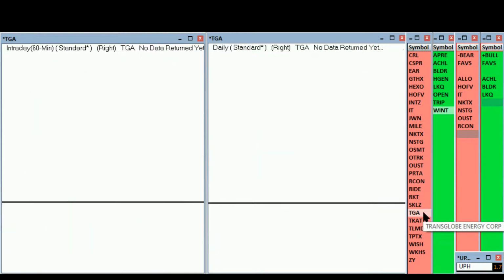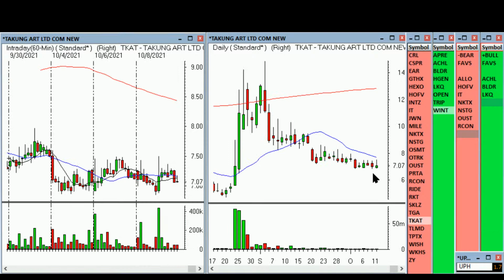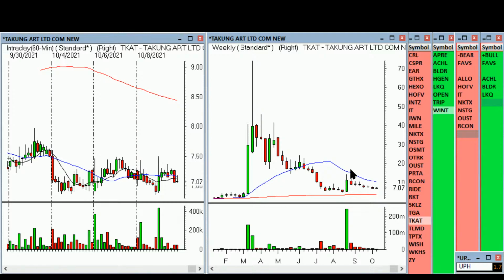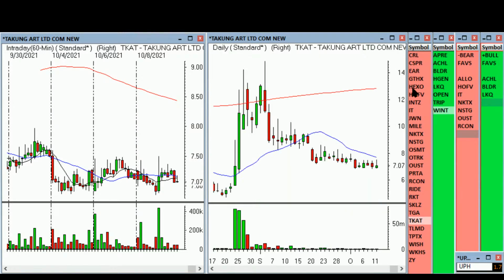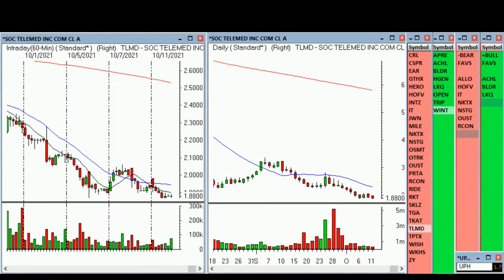And then TGA I think is oil. So if you think oil is topping out, one could try the TGA under today's low, stop above today's high. TCAT looks lower under the base, but it's not ready, but it's a good watch. Here's the weekly. So I don't think that's ready, but it definitely looks lower to me. TLMD, lower, lower, lower, though same as the mile, same as a bunch of the other ones. The OTRK is just grinding without really pausing or giving us an entry, but looks lower.